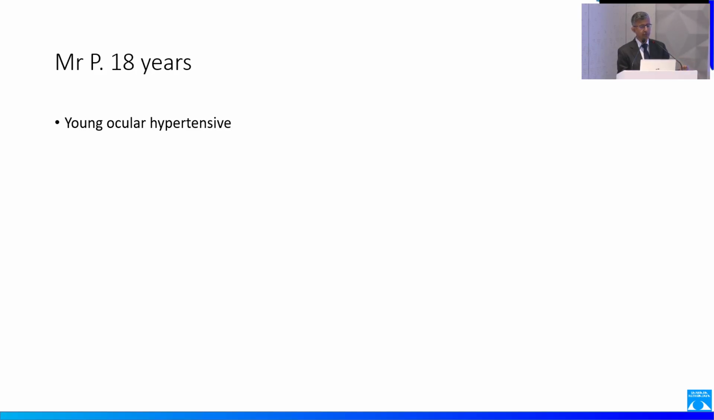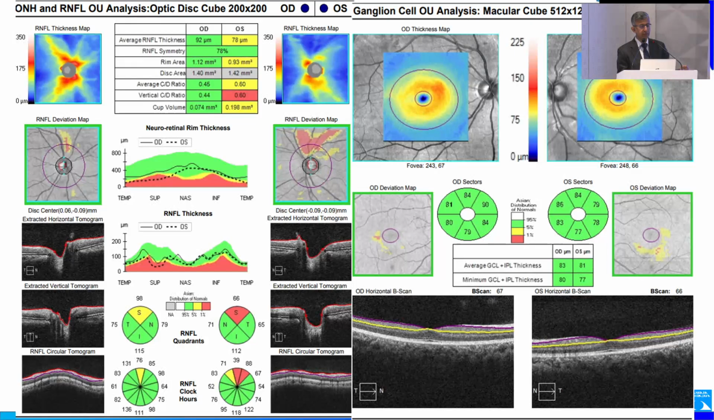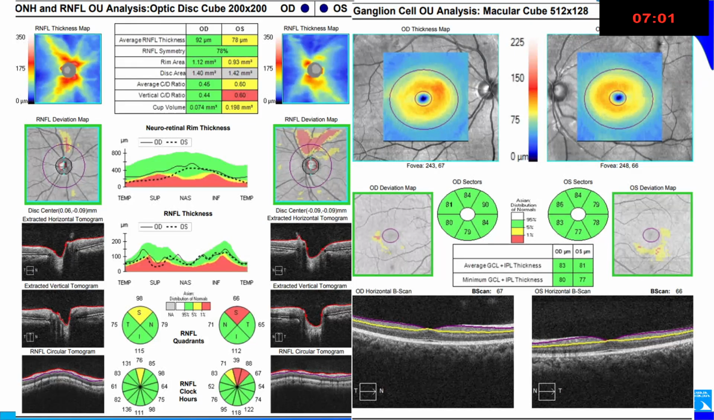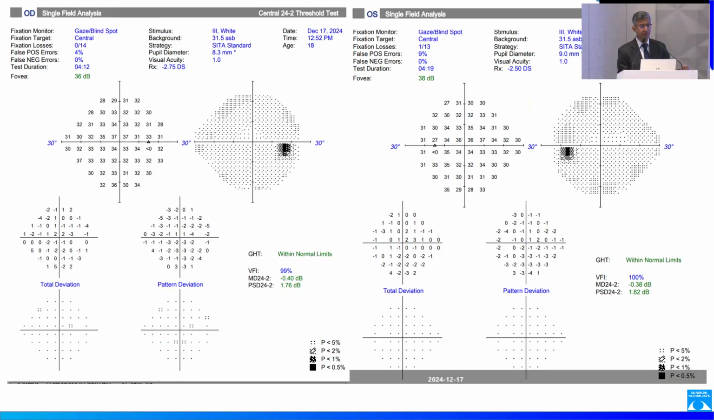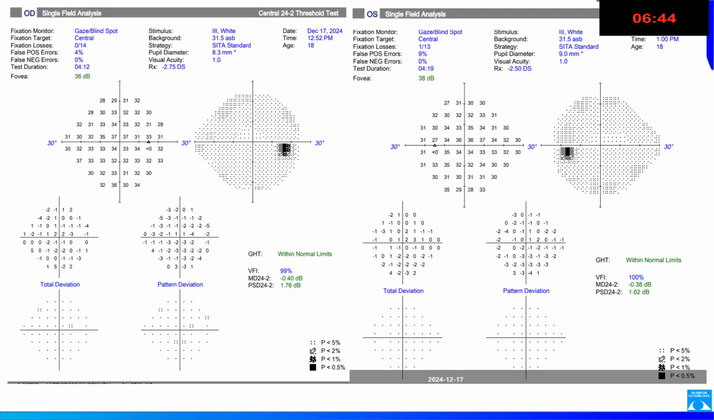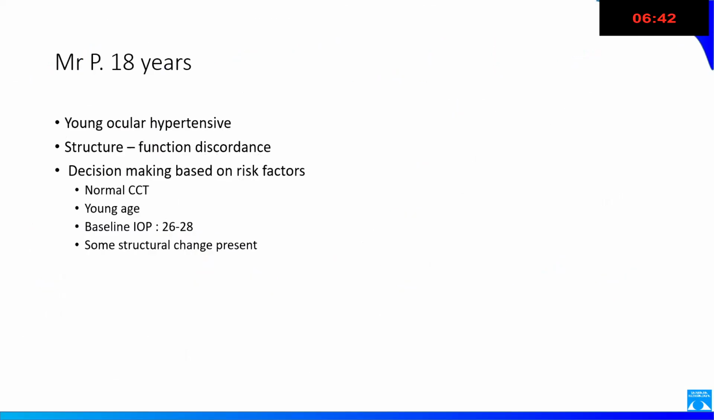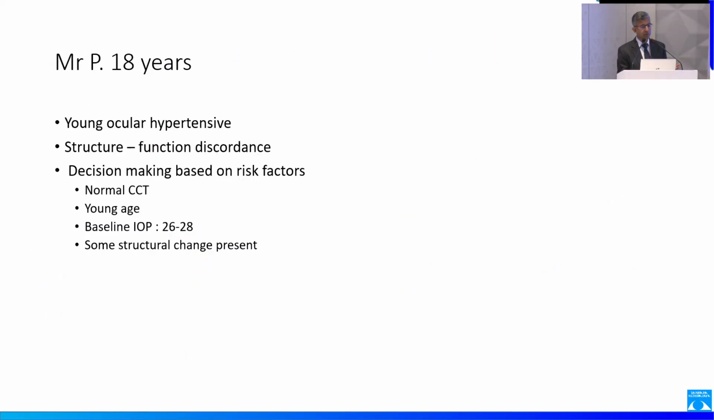This is an 18-year-old boy who's a young ocular hypertensive. This is what his OCT looks like, and you can see that there's some superior RNFL loss. His GCC looks fairly normal. That's his panomap analysis, which puts the macula and the RNFL together, and those are his visual fields, which are also normal. So this is somebody who has structure-function discordance, so let's put everything together. He's a young ocular hypertensive. He has a normal CCT. His baseline IOPs are 26 to 28, and he has some structural change present.